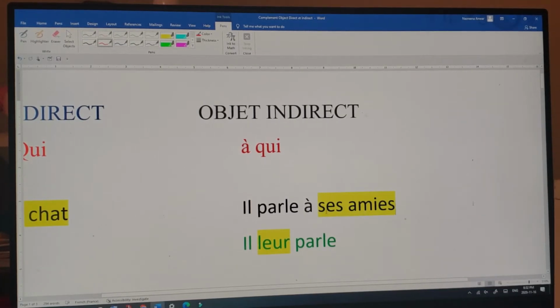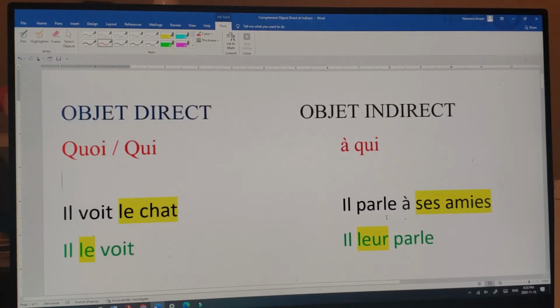So we all know that "ses amis" is the object. Now whether this object is a direct or an indirect object, what do we do? We ask a question. So he speaks to what? To whom? So it's "à qui", right? We ask this question, "à qui". So when we use "à qui", "à quoi", etc., any interrogative with a preposition in front of it, then the object is an indirect object.